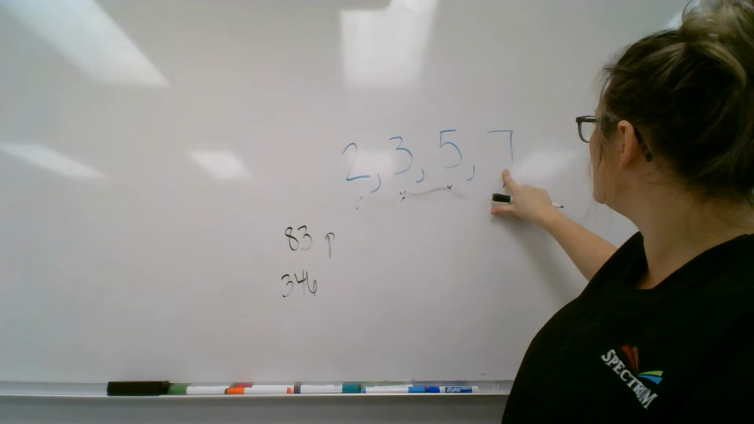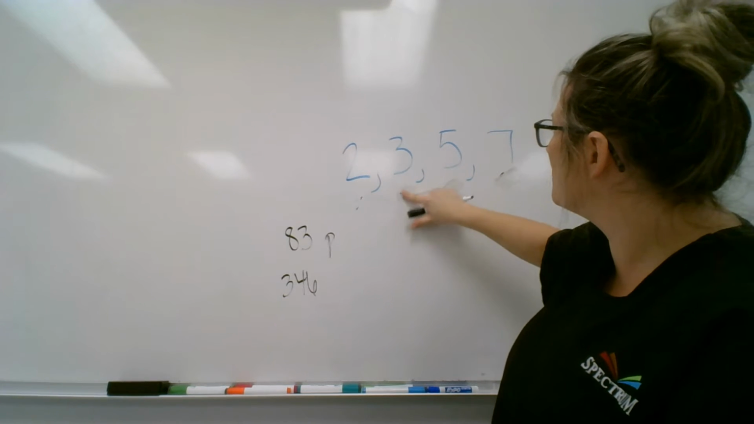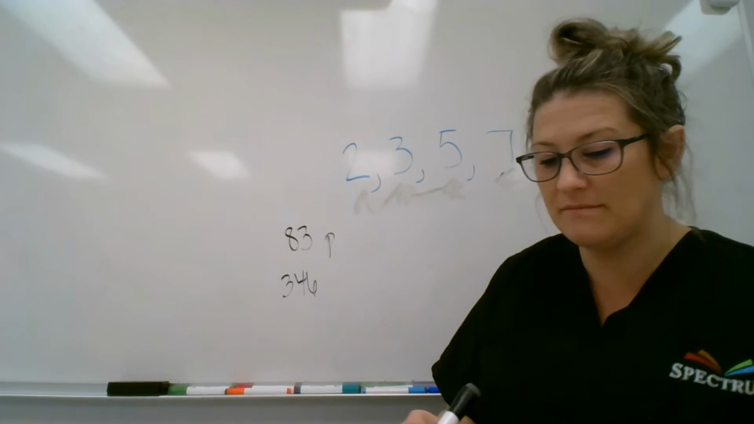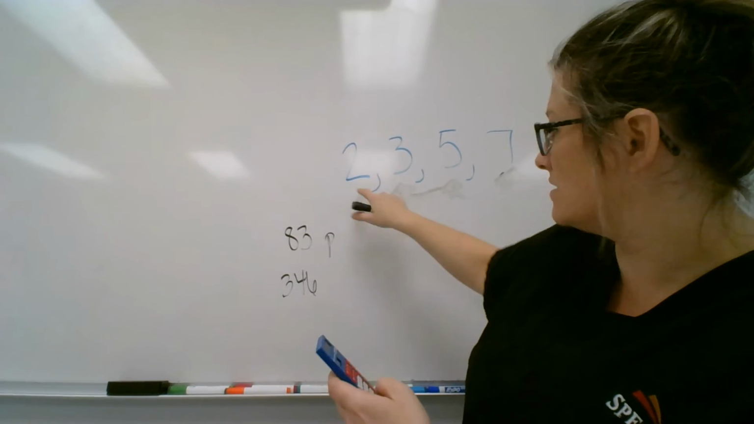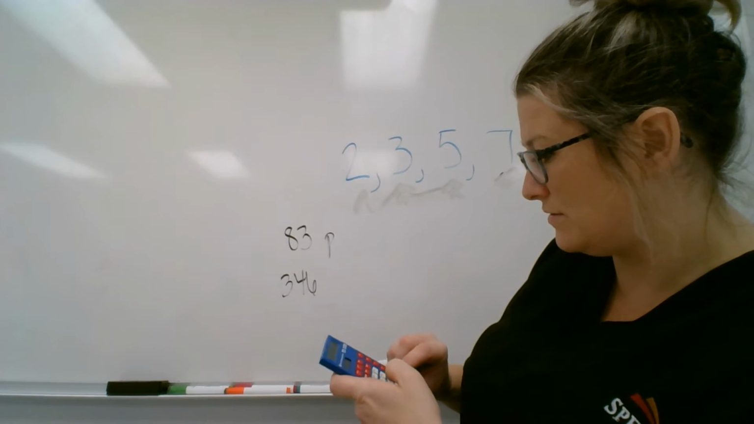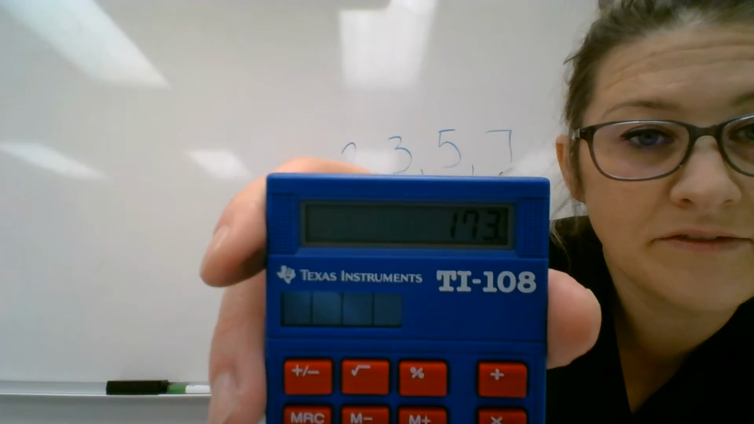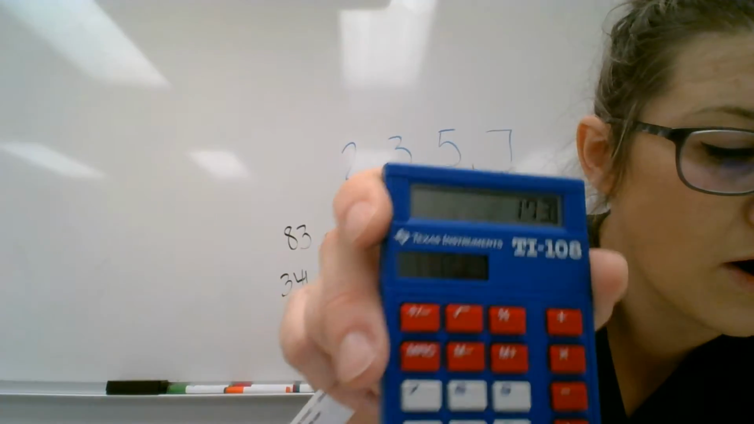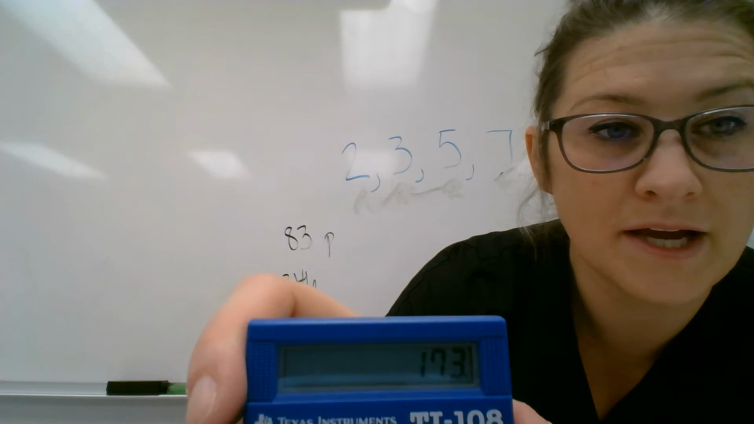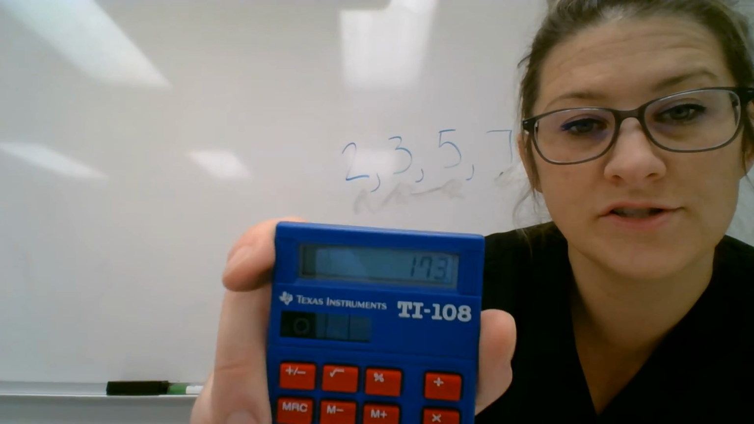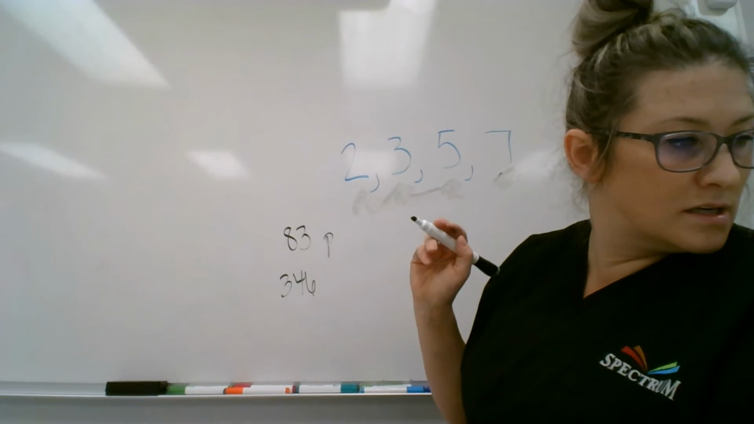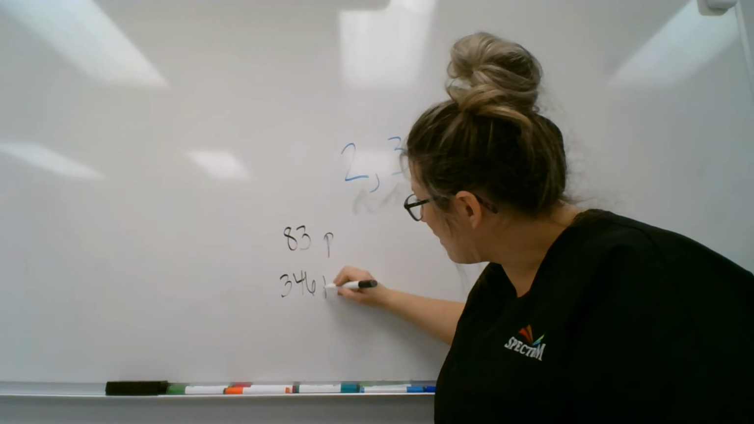I'm going to see if any of my numbers can be divided into 346, because if they can, then it's not a prime number. All right, so start here. 346 divided by 2 equals 173. So I already know that it is not a prime number because it could divide evenly 173 times. So I'm going to put NP for not prime.